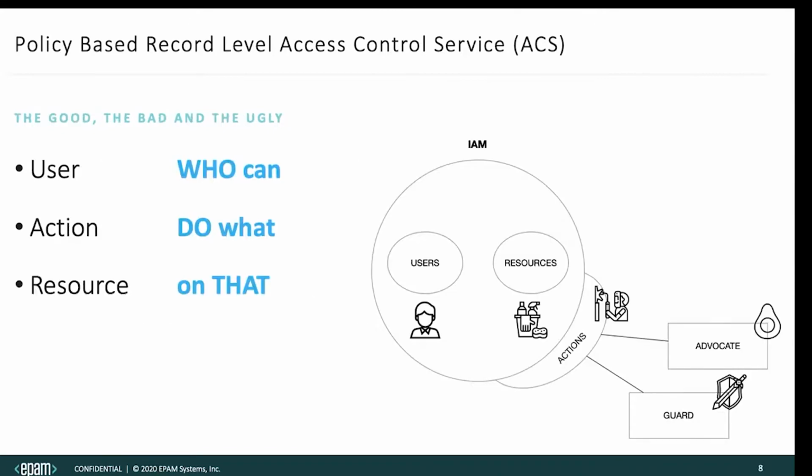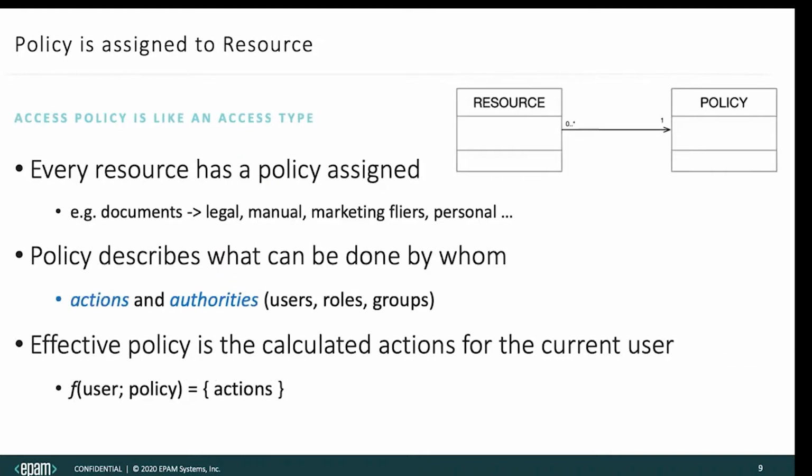And in this policy-based record-level access control service, the actors or major objects are the user, the action, and a resource. Who can do what on that resource? A policy is usually assigned to a resource. So it's very important to understand that when we have some kind of access control, for example, in a file system, then every file has an access control on it. But in an enterprise application, it would not be good.